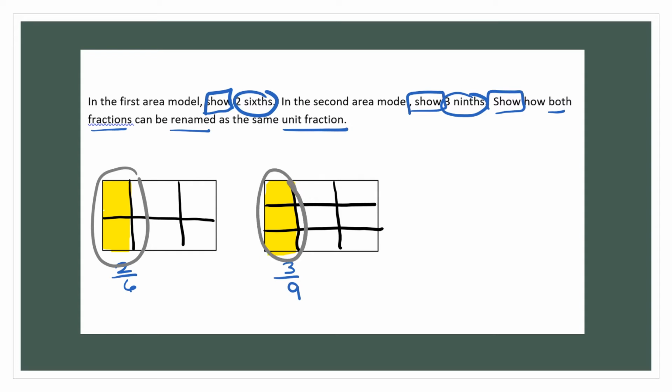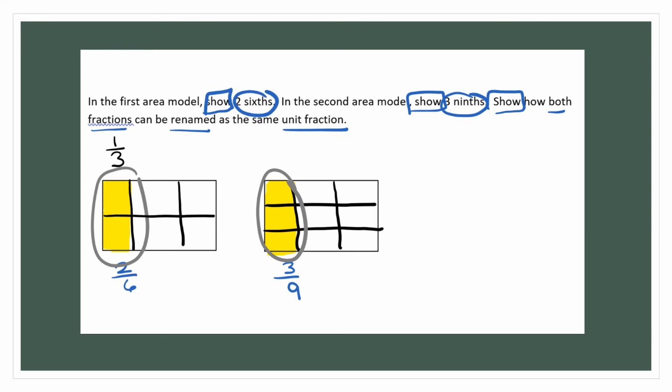Okay, now I need to find that unit fraction. Unit fractions, we've learned, are fractions with a 1 on top. So when I look at this first area model, I'm going to pretend that horizontal line is gone. If we take it away, we are left with 1/3. And I'll put it back so we can see our 2/6.